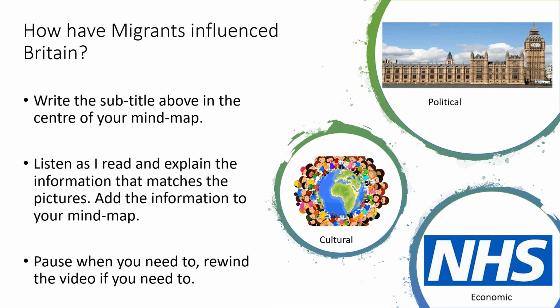Cultural ways in which migrants have influenced Britain. One of the biggest changes since the Second World War has been the increased diversity of our country. The 2011 census revealed the number of people defining themselves as white fell from 94% in 1996 to 86% in 2011. The same survey found that Muslims are now the 2nd largest religious group in Britain after Christians, making up 4.8% of the population.